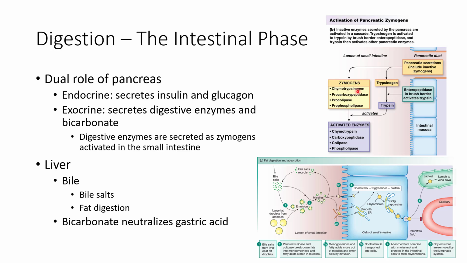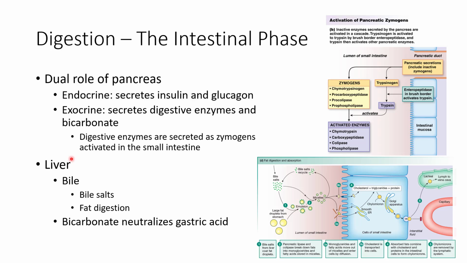Okay, zymogens will then be activated, usually by trypsin in the small intestine, and they turn into the enzymes that will break down our carbohydrates, our proteins, our lipids, our nucleic acids, and we also secrete bicarbonate. The reason the pancreas is secreting bicarbonate directly into the duodenum is there's a lot of gastric acid spilling in from the stomach when we move food in, and we need to neutralize that so we don't damage the intestine. So we secrete a lot of bicarbonate.